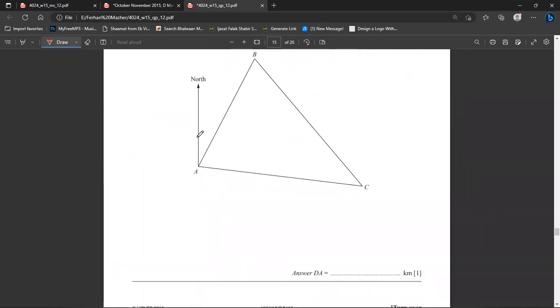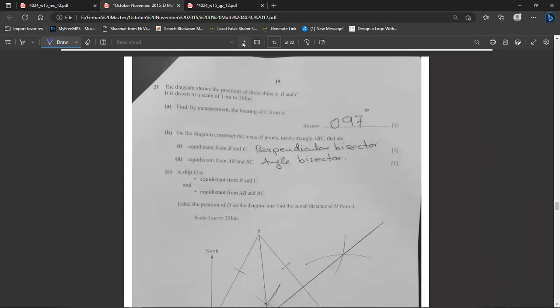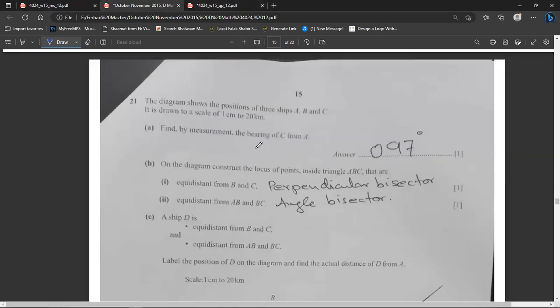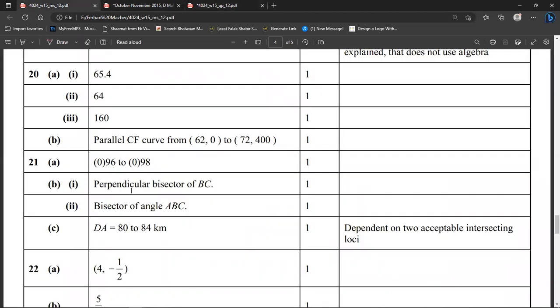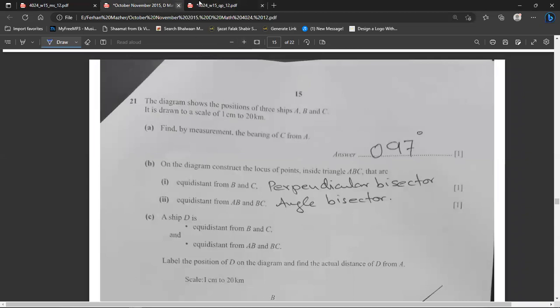The C from A means on the A you have the north. From that north, go clockwise to the AC line. So from here, I will go clockwise to this line, and I am going to measure it. So this will be the bearing of the C from A. And I have measured it, and it is 97, approximately 96 to 98. Our answer is 97, which is right.